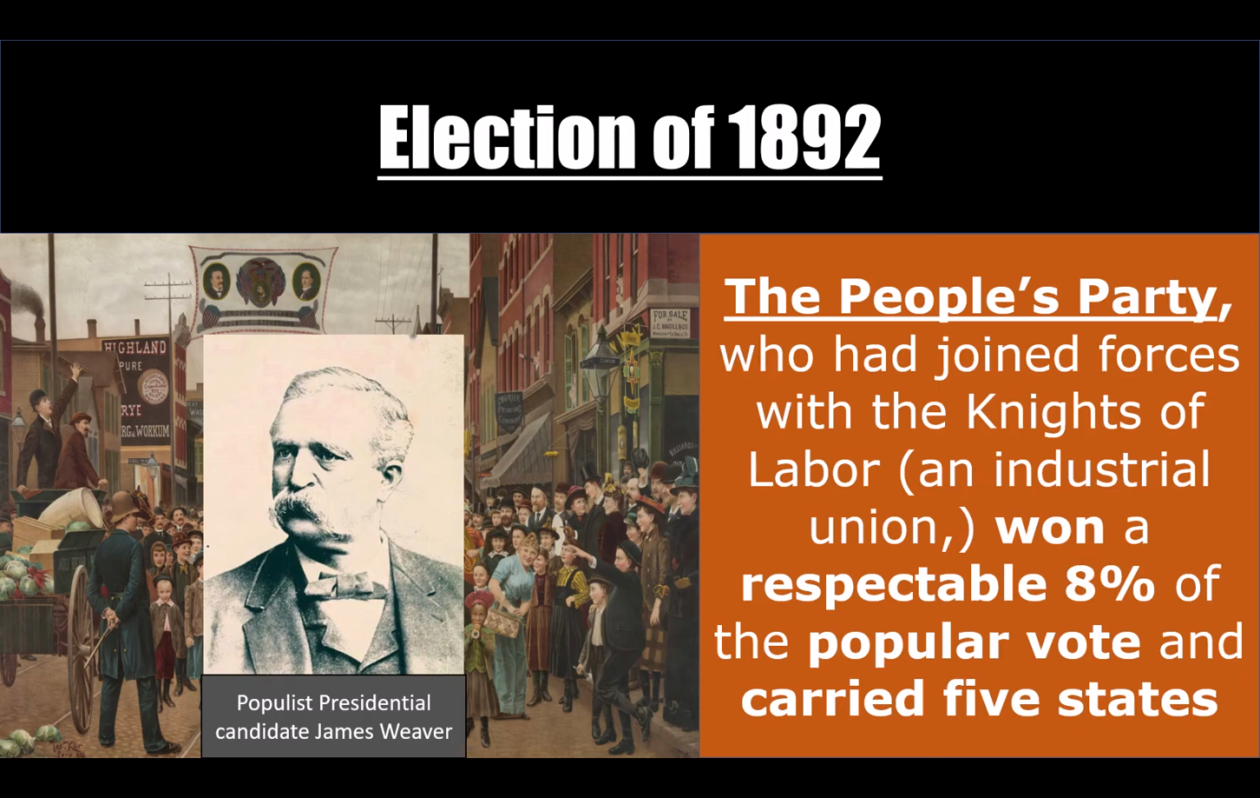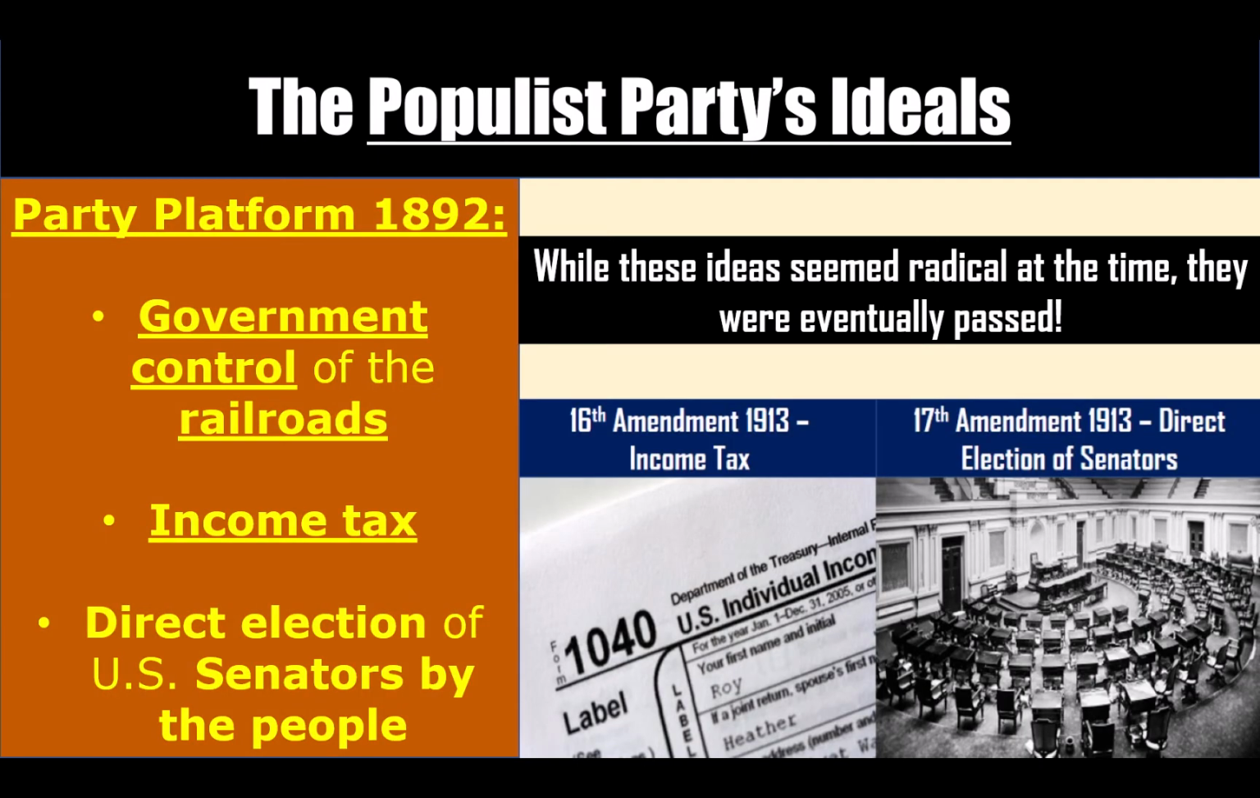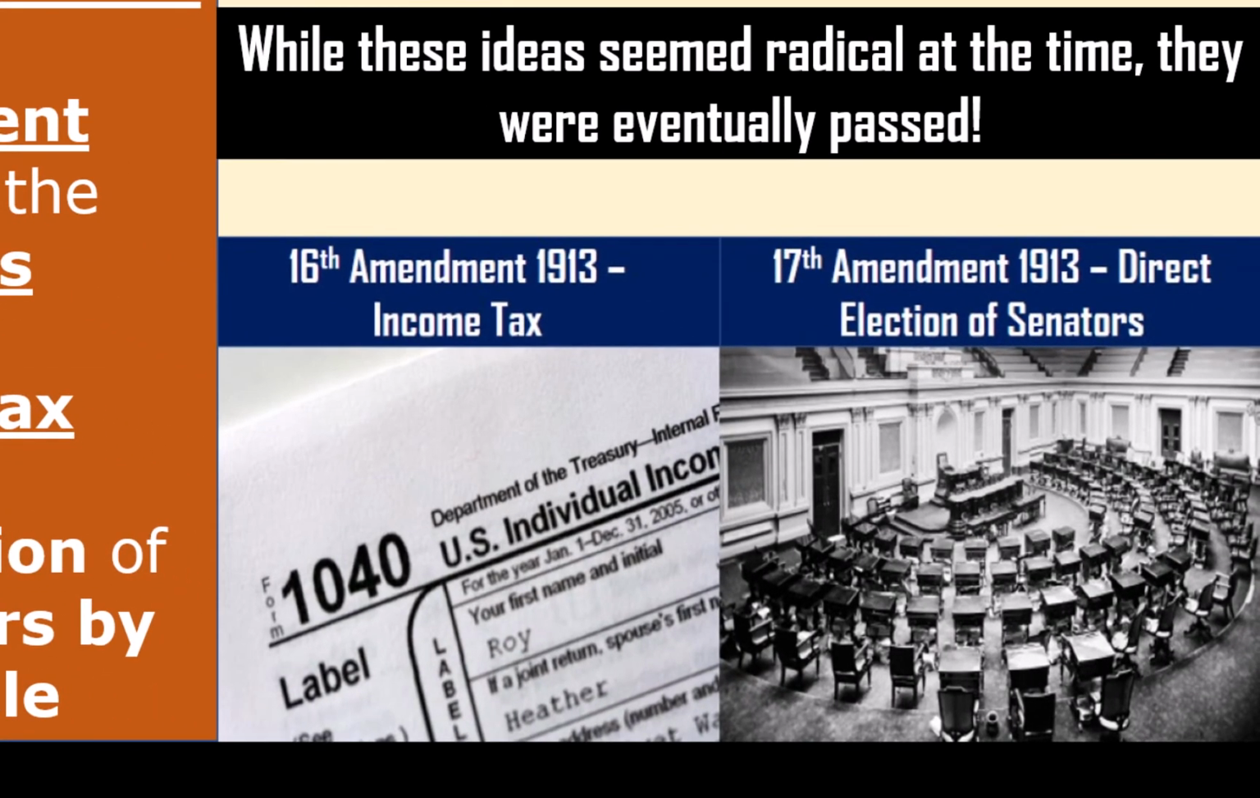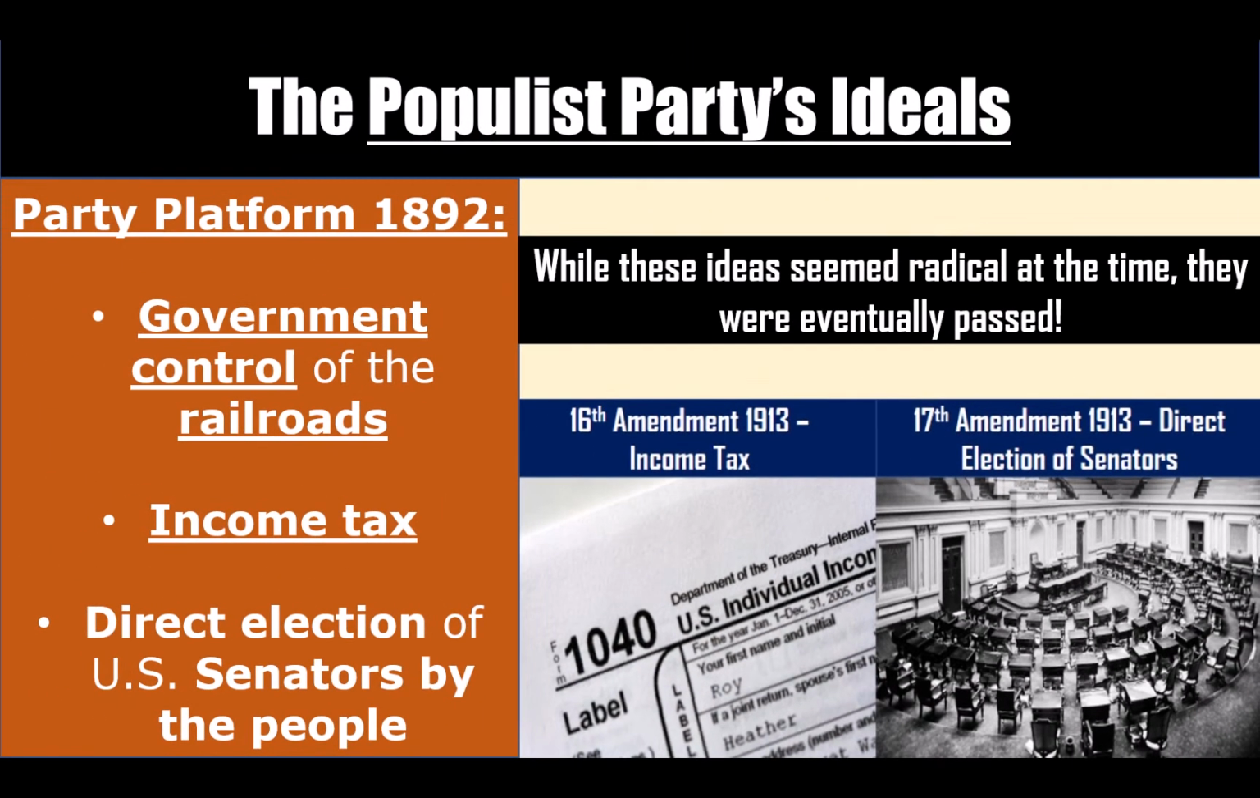They also sent many representatives to state legislatures and the U.S. Congress. They ran on a platform of government control of the railroads, an income tax, and the direct election of senators, of which the last 2 became amendments nearly 20 years later. So you could say that the populists were ahead of their time.